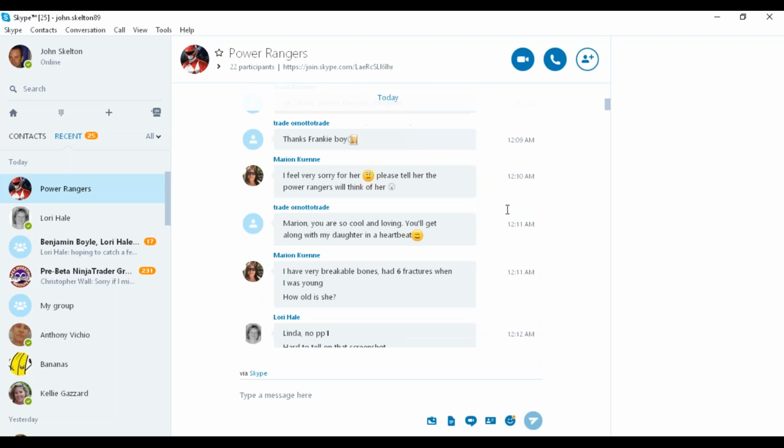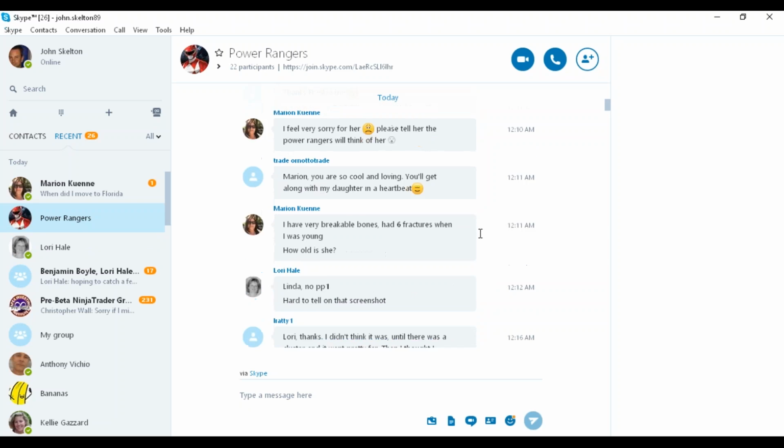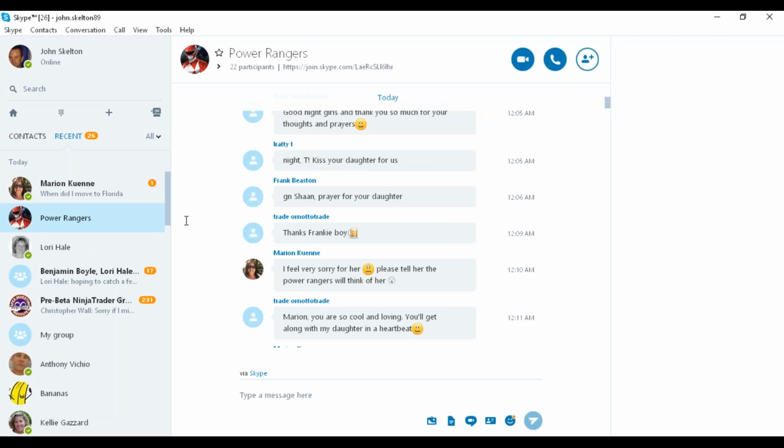These are traders helping traders, and Marion was busy and other people were like, well, Lori, I didn't think it was, but because of this and that. No, that wasn't a trade because of this. I mean, no, Marion, I didn't say you in Florida. I said when you were in Houston. I didn't say Florida. I said Houston.